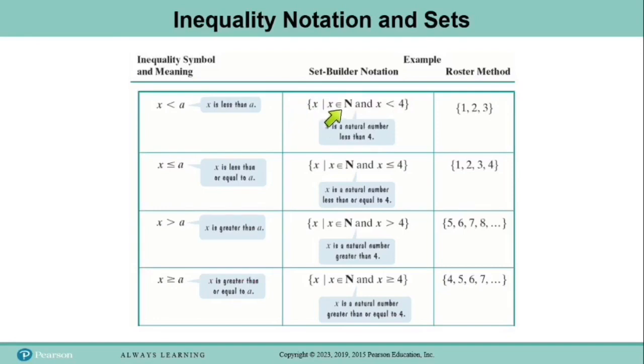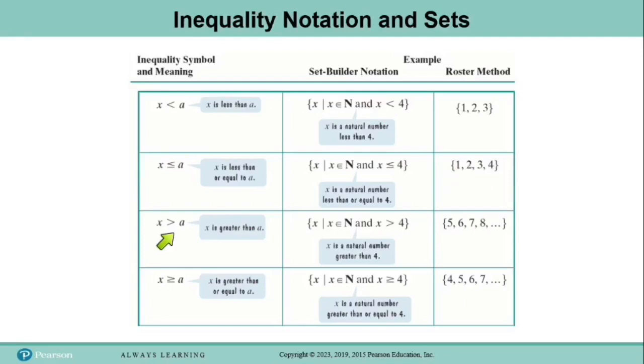x, such that x is a natural number and x is less than 4. So of course that would include the 1, the 2, and the 3. Or if we use a less than or equal sign, then in our set builder notation, if we have x is less than or equal to 4, that would include the elements 1, 2, 3, and 4.